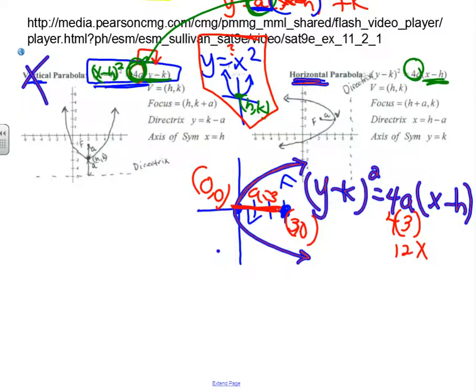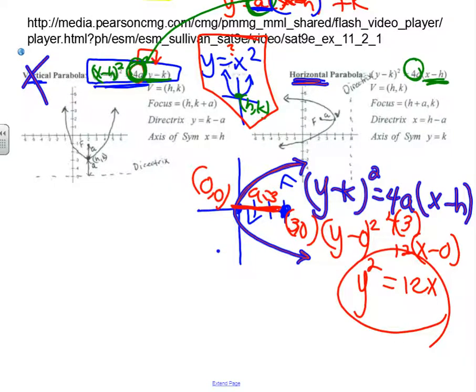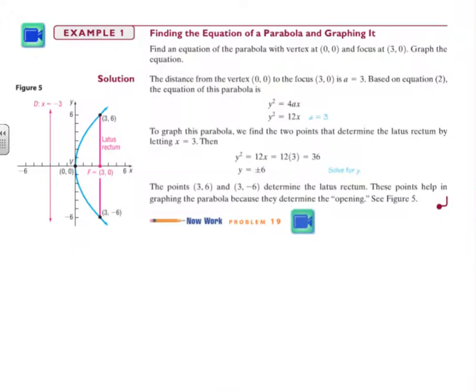as just 12x on this side. And over here I've got a y minus 0 quantity squared, which I would call y squared. So there's the equation for our very first example, which matches what the author has here, y squared equals 12x.